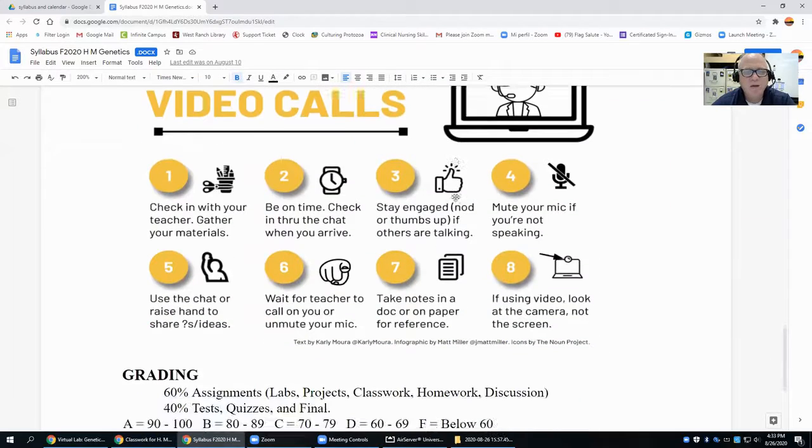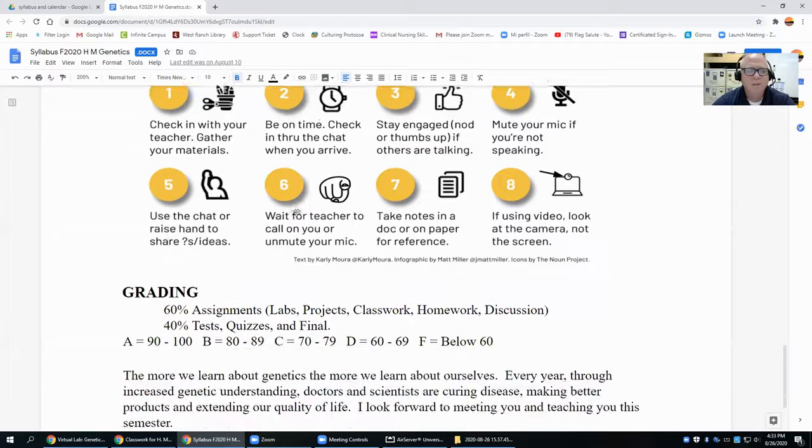I do have this how to behave on video calls, just so we've had no problems at all in my class. Be on time, stay engaged, mute your mic unless you're talking. It says there, raise your hand if you have a question, but I mostly want kids to unmute and just ask it, because it's such a quiet experience if it's just me talking. Take notes and do the best you can to look at your cameras so people see you.